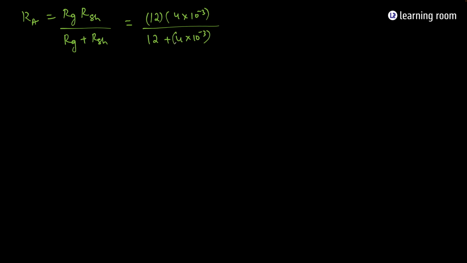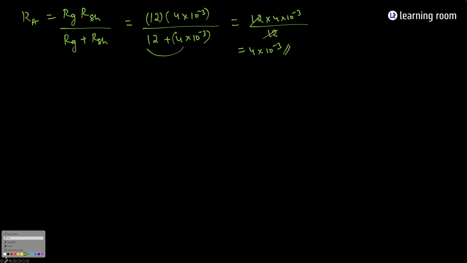Again, you can still do the approximation here. You write the denominator as 12 itself. So it is 12 into 4 into 10 power minus 3, the whole divided by 12. Cancel this and this, and the answer will be 4 into 10 power minus 3. This is the approximated value, so 4 into 10 power minus 3 ohm.